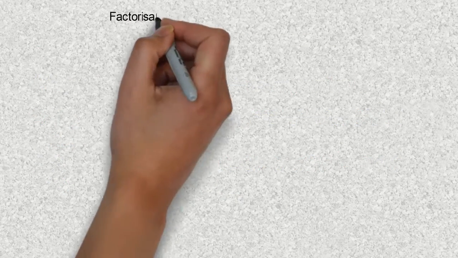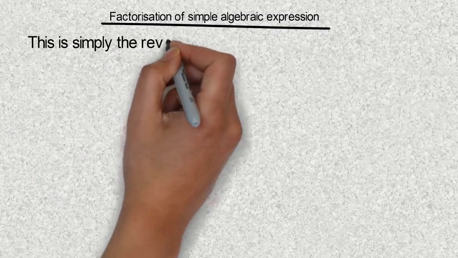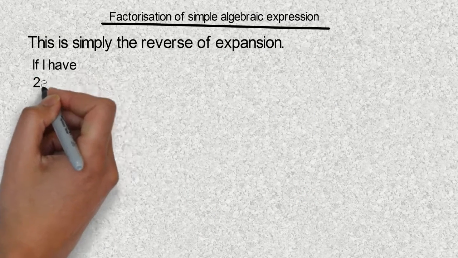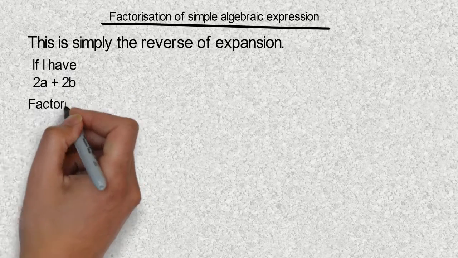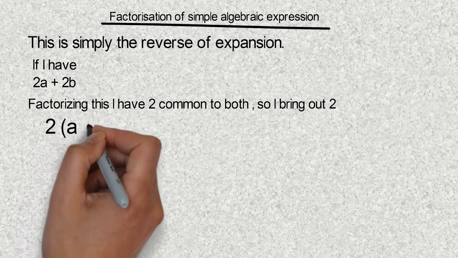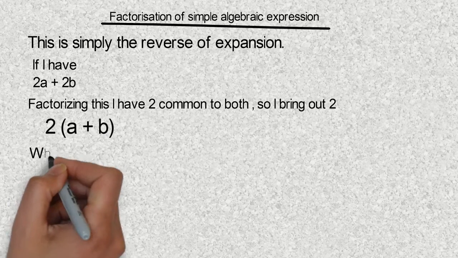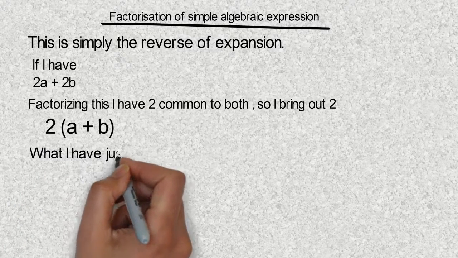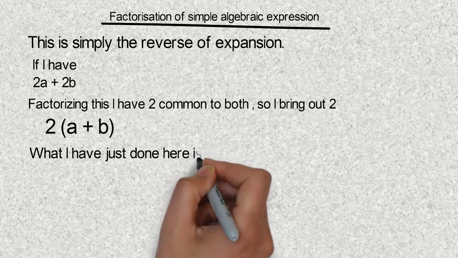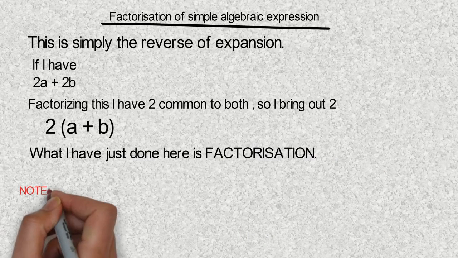So let's look at factorization of algebraic expression. This is simply the reverse of expansion. So if I have 2a plus 2b, factorizing this, I have 2 common to both terms. So I bring out 2. So I have 2 into bracket a plus b. That is, if I expand this, I have 2a plus 2b. So this is called factorization. I've just factorized 2a plus 2b.